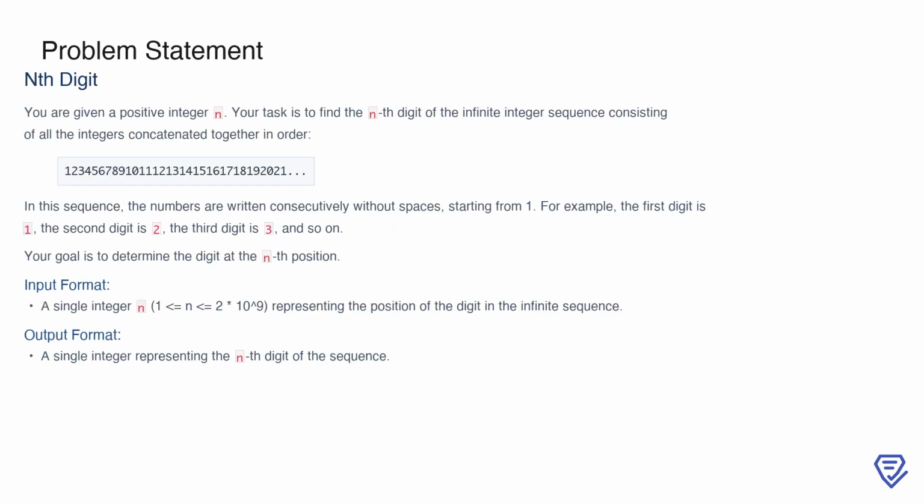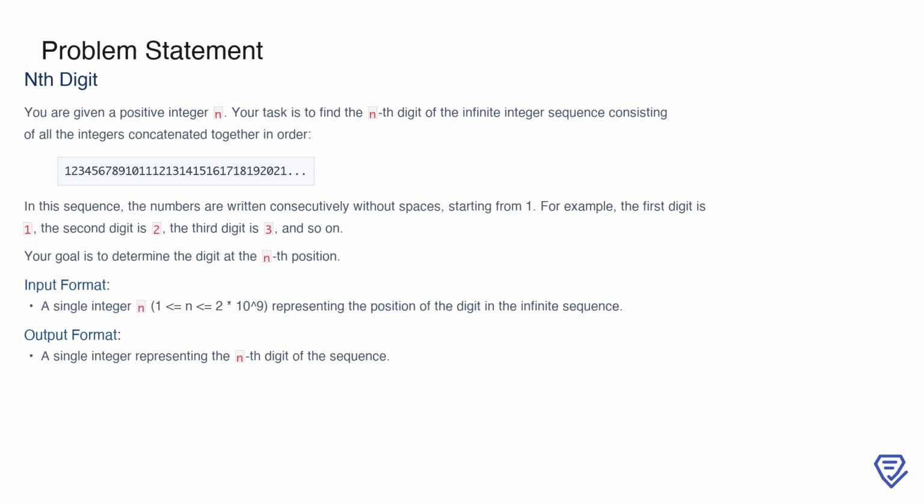In this problem, we are tasked with finding the nth digit in an infinite sequence of integers written consecutively. The sequence starts from the number 1 and continues indefinitely, with each number directly following the previous one without any spaces. For example, the sequence begins as 1 2 3 4 5 6 7 8 9 1 0 1 1 1 2 and so on. The challenge is to determine the specific digit at the position n in this unending sequence.